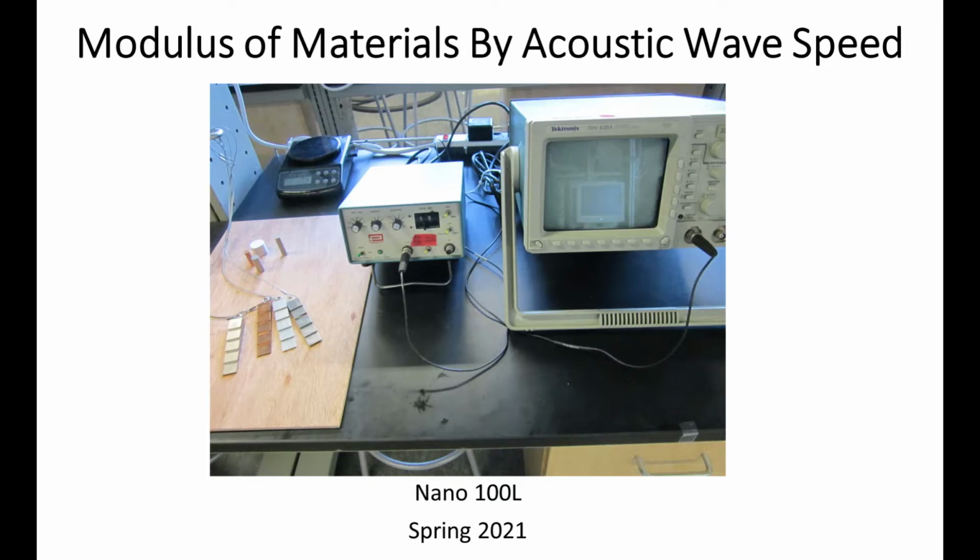Welcome to lab module number 3, measuring the elastic modulus of materials by using acoustic wave speed measurements. In this lab, we will be using an oscilloscope coupled to an ultrasonic transducer in a pulsing receiving mode to measure the wave speed of the ultrasonic sound through the material of interest. Using the measured wave speed data, combined with measuring their density, we will calculate the elastic modulus of the materials.